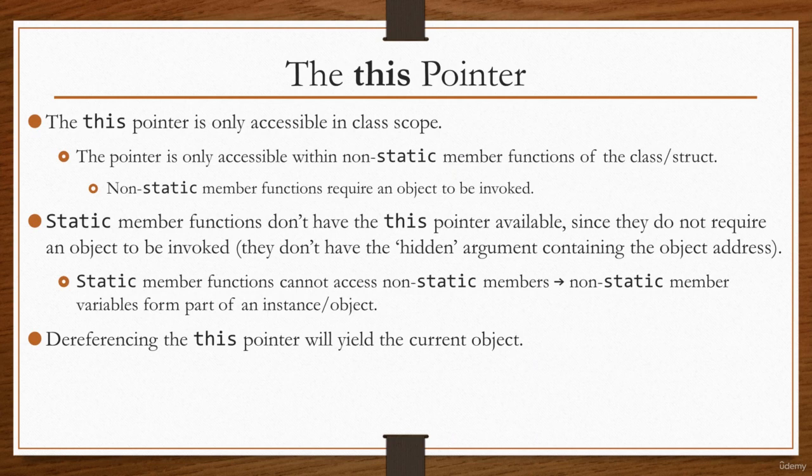Remember that non-static member functions require an object to be invoked. Static member functions don't have the this pointer available, since they do not require an object to be invoked, and they don't have the hidden argument containing the object address. Static member functions cannot access non-static members. Okay, non-static member variables form part of an object or instance. Since the this pointer contains the object's address, you can think for a second what's going to happen when we dereference that this pointer. Well, dereferencing the this pointer will yield the current object, and we'll see an interesting example of this later on in the video.